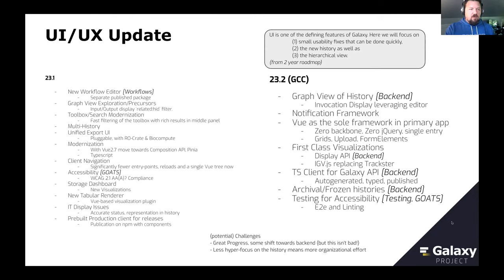All right, so the way I broke this up, I didn't know exactly how we wanted to do it, but basically I tried to put stuff in two milestones, 23.1 and 23.2 being the GCC release. Our mandate from the two-year roadmap is up at the top right: usability fixes that can be done quickly. Obviously getting the new history in was the big push for the last discussion like this. And then planning ahead to the hierarchical view. Those were the three big things that we had on the roadmap. So with that in context, I'll jump in.